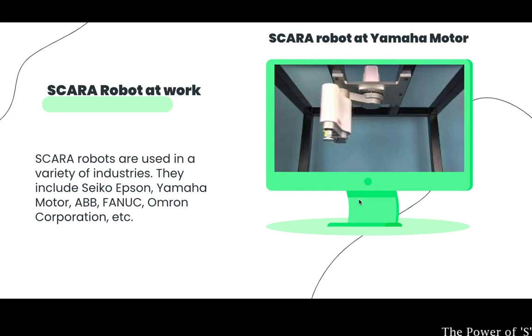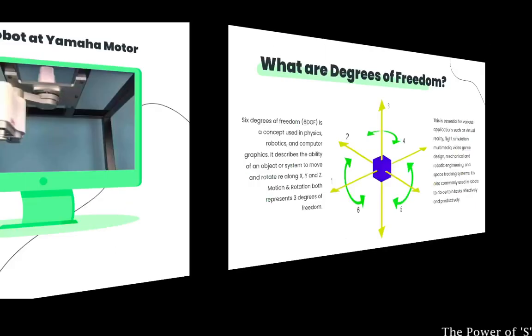Now, wow, still here. SCARA robots are used in a variety of industries. They include Seiko Epson, Yamaha, and so on. These are all just companies that use them.